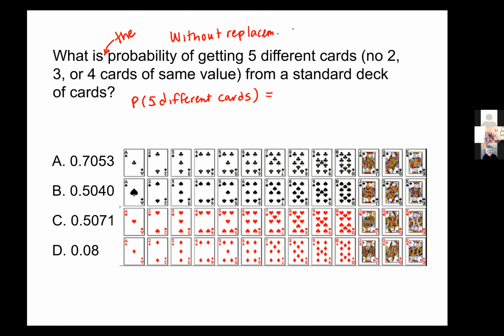Okay, so in a deck of cards, there are 4 suits: clubs, spades, hearts, and diamonds. And each one of these suits has a card that matches the other suit. What I'm saying is there are 4 aces in a deck of cards. So there are 4 cards that have the same value, 4 aces.